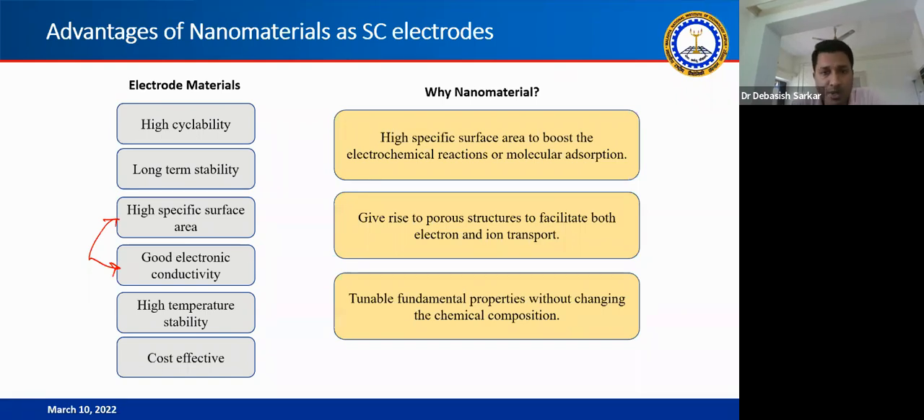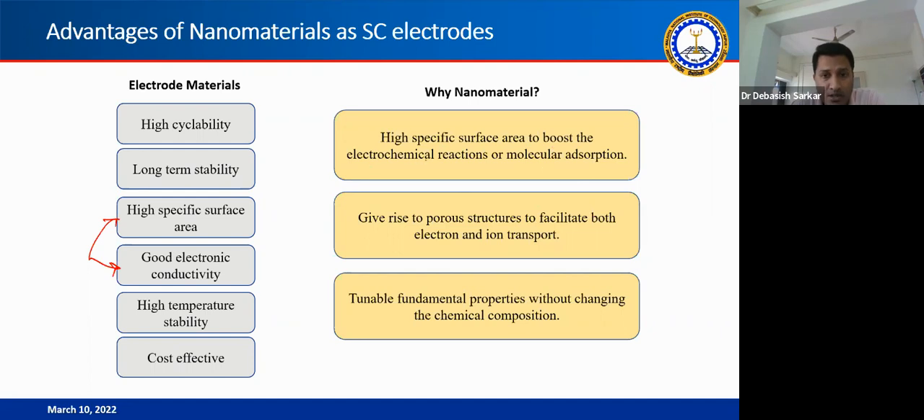Now, why nanomaterials? Because if you go down from bulk to nanoscale, we increase the aspect ratio, that means we increase the surface to volume ratio. Higher specific surface area, meaning higher surface to volume ratio, will boost the electrochemical reactions or molecular absorption. That means the higher the surface area, the more reaction sites, the higher the capacitance, the higher the energy density. Those are correlated.